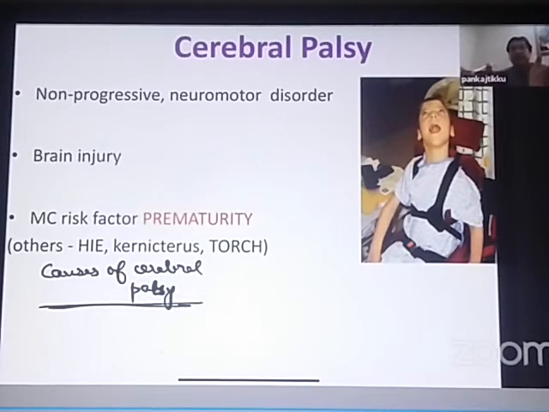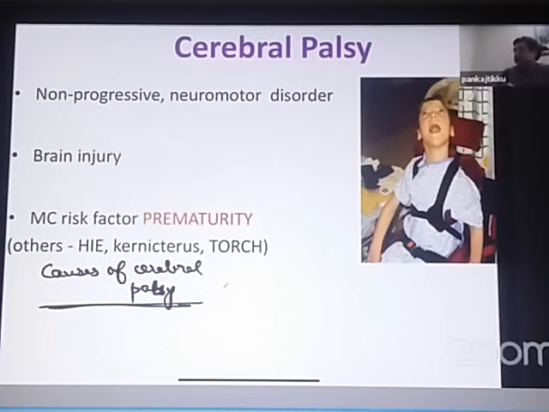Out of that 20 centimeters, a 12 centimeter increase occurs in the first year only. Remember, 12 centimeters out of 20 centimeters increase occurs in the first year only. So the first year of life is a time when the head is growing very, very fast. At this time, any damage which occurs to the brain of the child can lead to a lifelong disability, which is known as cerebral palsy.